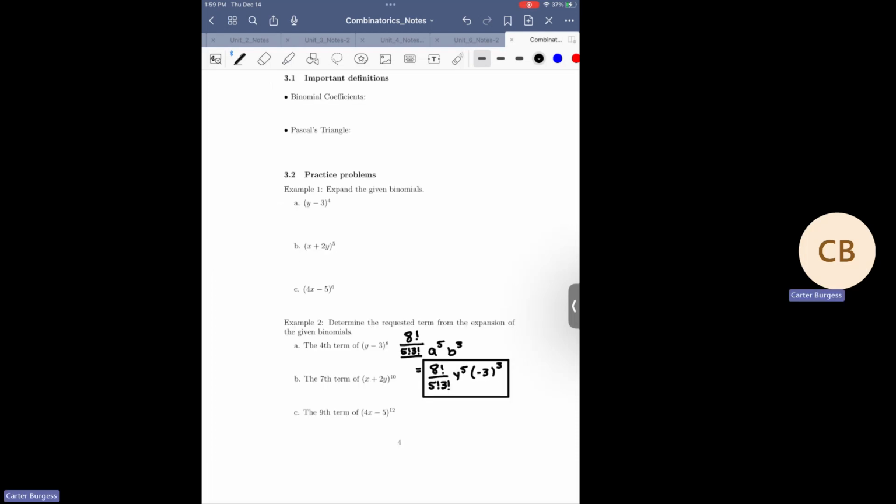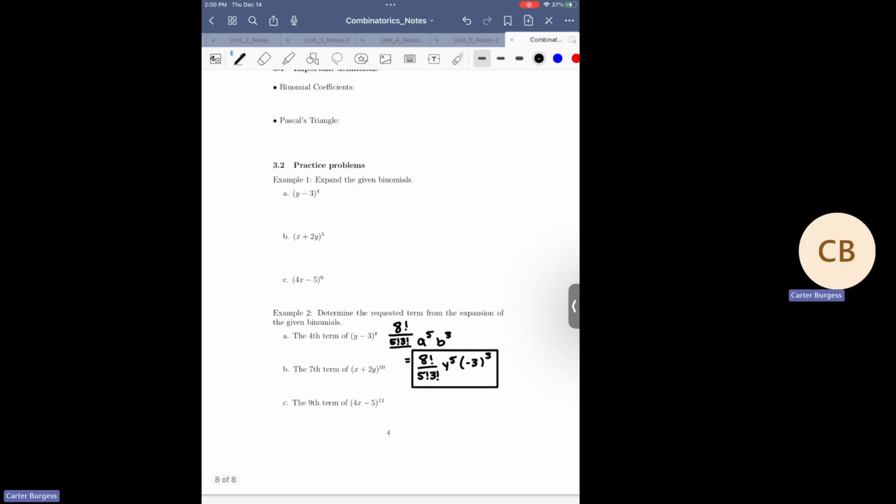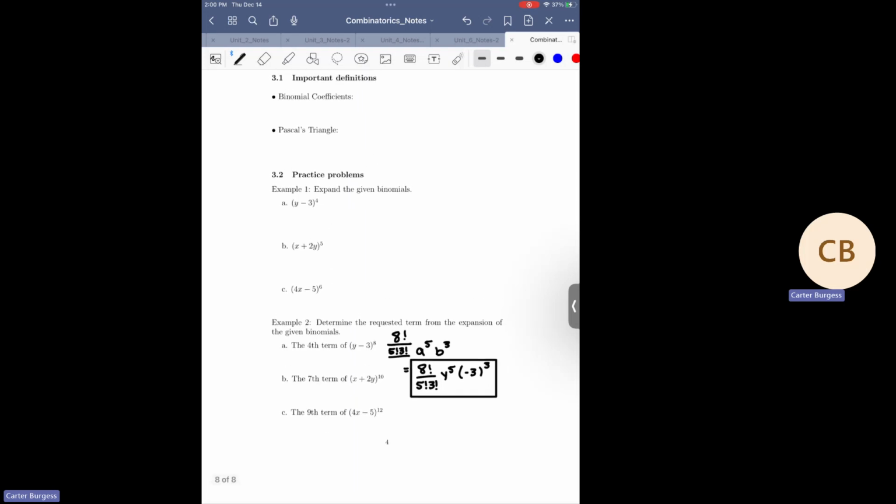All right, overall looks really, really good. Very happy with what I saw. For B here, what are our values of A and B? X and 2y. Just kind of things to note for what we've got going on here.